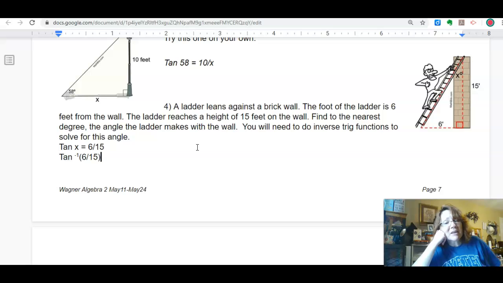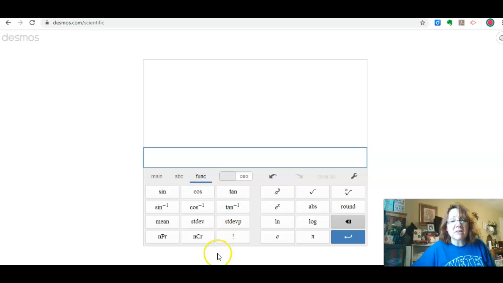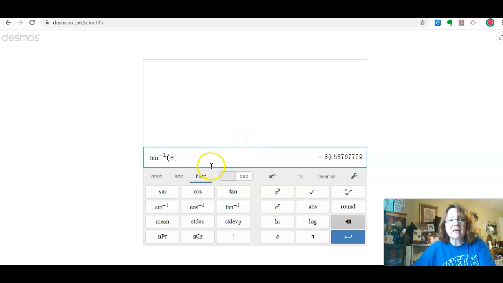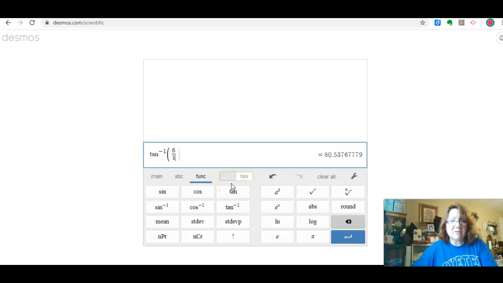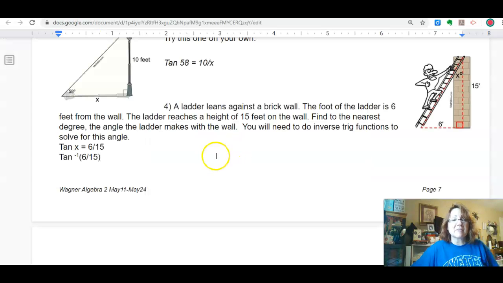So how do I put that into my calculator? I'm doing an inverse trig function. So I want to do my Desmos, and I'm going to clear out whatever I had, hit my function key for Desmos, and hit my inverse tangent, and I believe it's 6 over 15. Yep. So 6 divided by 15, and then I'm going to use my arrow key to go over, and hit enter. So it looks like it gives me 21.8 for that.